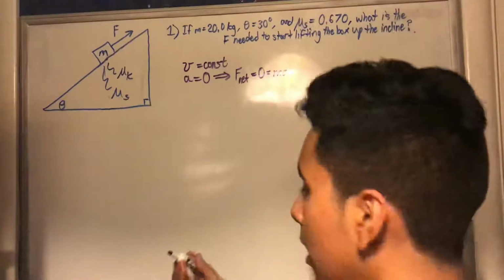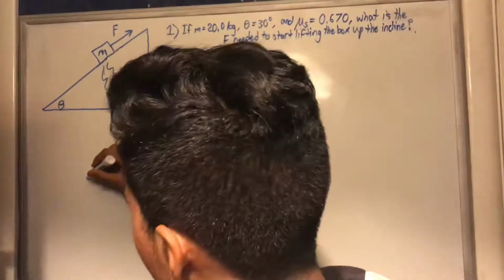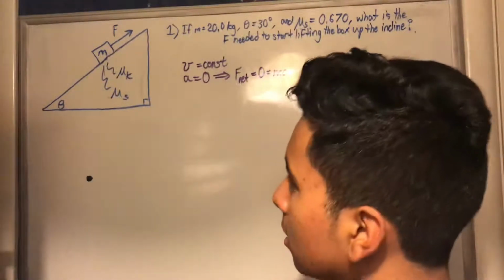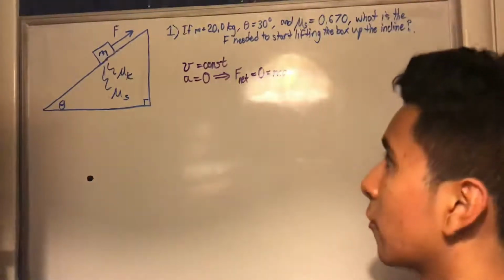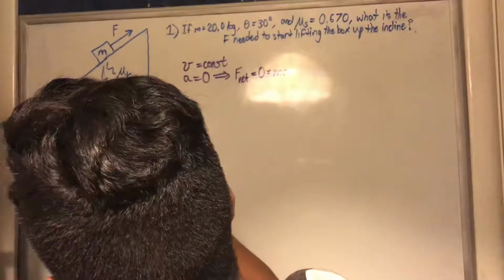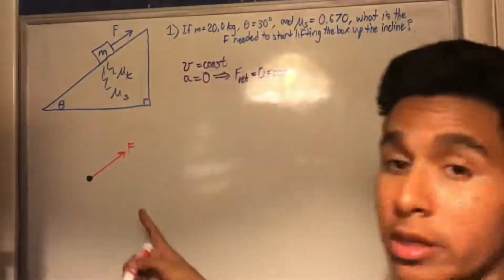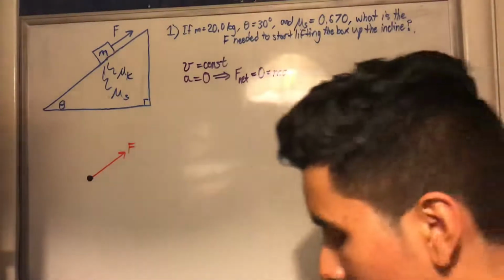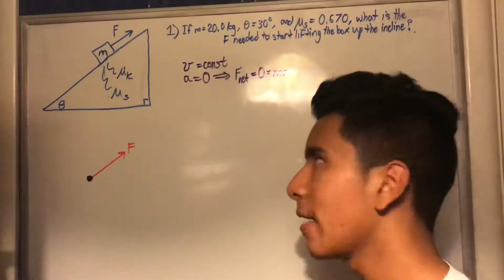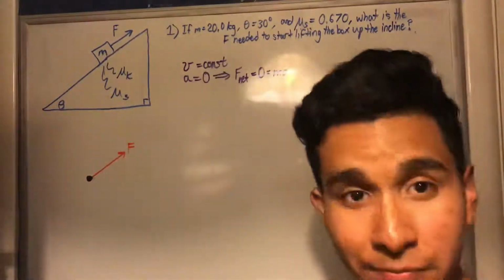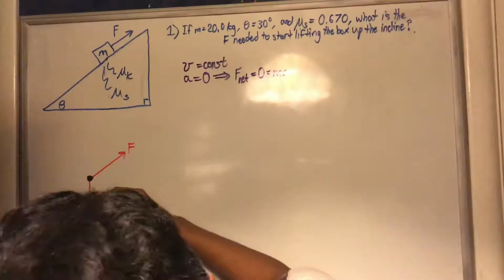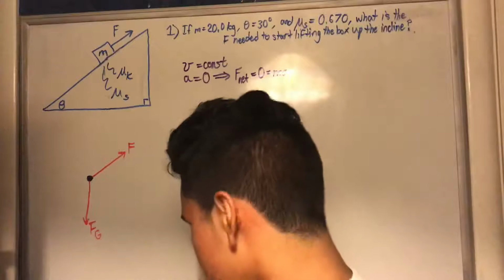The most critical part of this problem is drawing the actual force diagrams. If I use this dot as our M, as our box, we can draw all the forces acting on it. First things first, we have that pulling force going up the incline. I'll try my best to make it parallel. That F force, that was a really good arrow. You will not see me do a better arrow than that. But that's our pulling force. We also know that there's gravity acting on that box. Gravity is always going down, so we have to make sure that it is going down in this case.